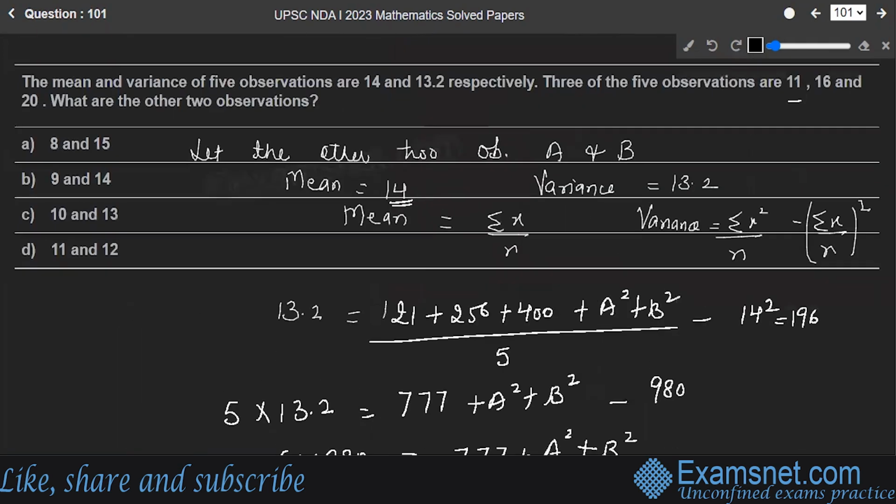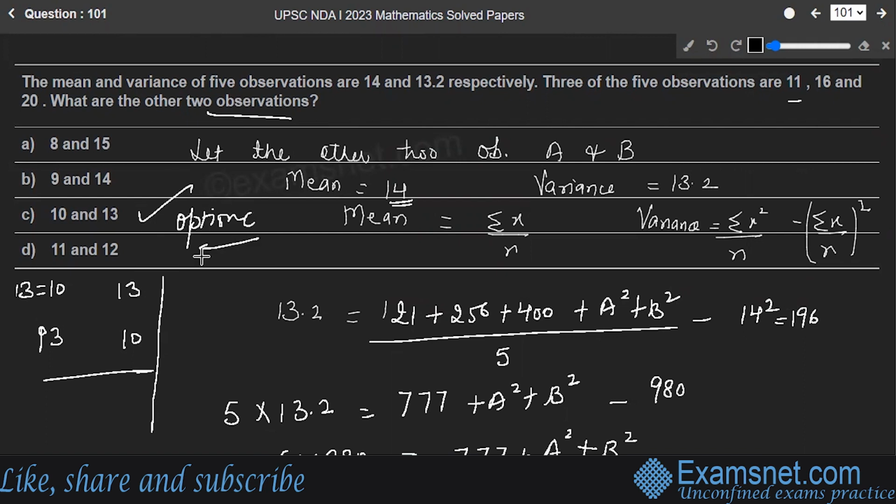And let's get back to our question. What are the other two observations? If b is equal to 10, a's value will be 13. And if b is 13, a's value has got to be 10. So that means they are 10 and 13. Obviously, option C is the correct answer. Hope you understood this. Let's move to the next question, number 102.